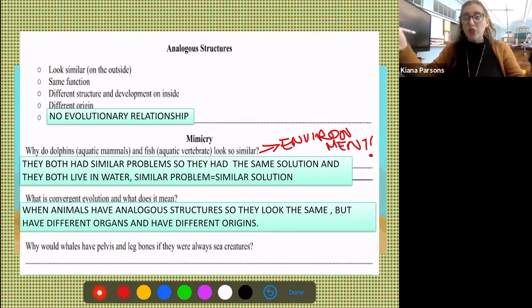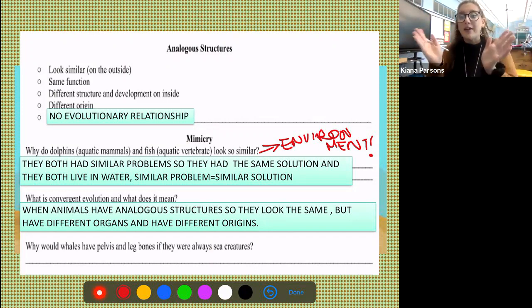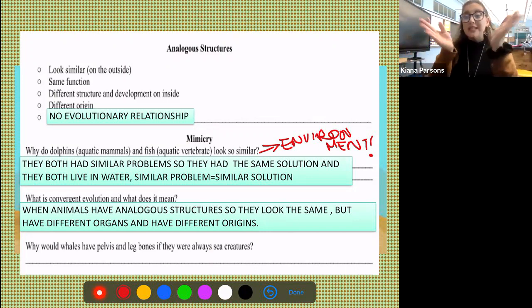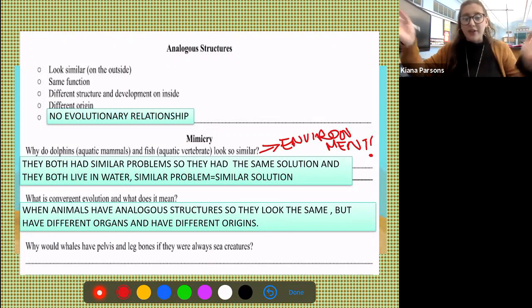There's also divergent evolution, which would be like humans, for example, and chimpanzees, that we came from a common ancestor, but at some point we both split off and we developed into our current forms separate from each other. So convergent, different origins come together to be similar. Divergent, same origins separate to be different.